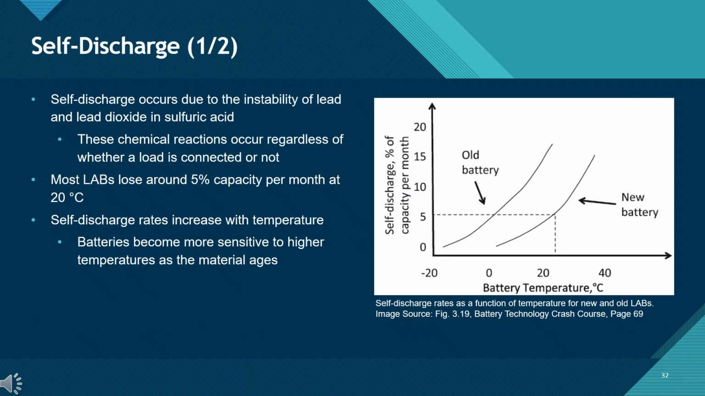Self-discharge. Lead-acid batteries lose energy over time even when not in use. This self-discharge occurs because lead and lead dioxide are unstable in sulfuric acid, resulting in slow chemical reactions even when there is no connected load. On average, batteries lose approximately 5% of their capacity per month at room temperature, which is around 20 degrees Celsius. The rate increases at higher temperatures, and older batteries are even more sensitive. The graph here compares new and old batteries, illustrating how self-discharge increases more rapidly as the temperature rises.